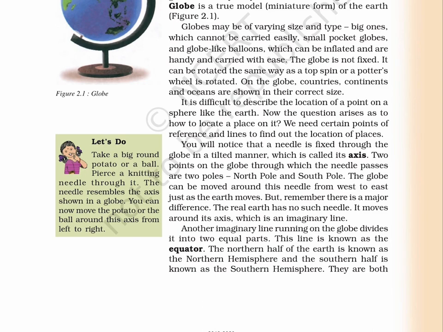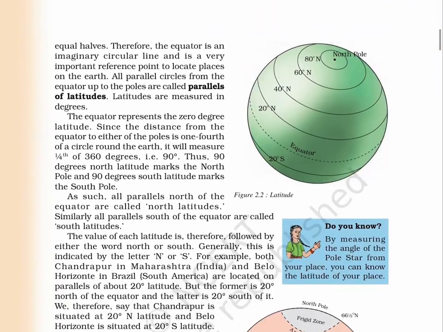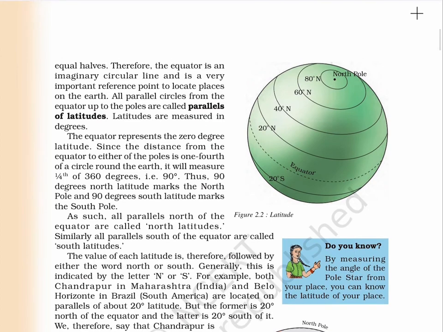Let's do. Take a big round of potato or a ball. Pierce a knitting needle through it. The needle resembles the axis shown in a globe. You can now move the potato or the ball around this axis from left to right. Page number 11. They are both equal halves.